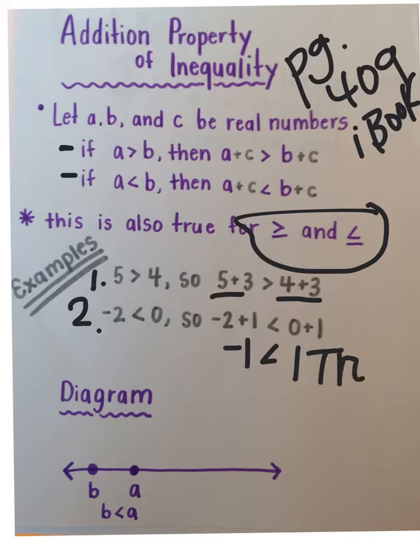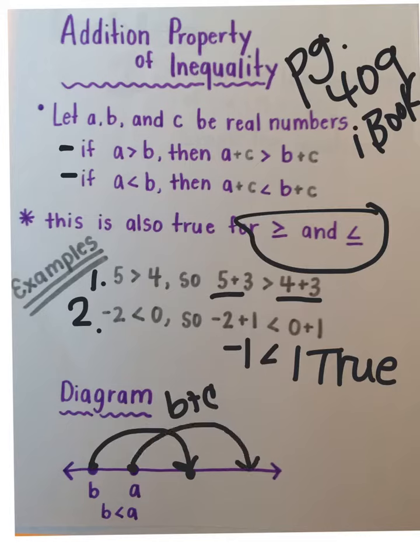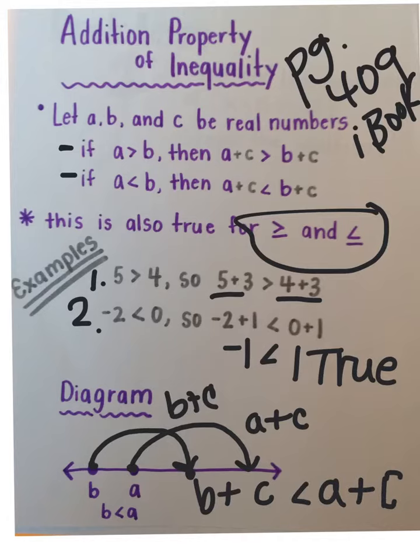This is true. If we used a diagram to check this, here we see that B is less than A on the number line. If I add C, I'm just making these figures up, we'll say that's B plus C. And then we think about it, A plus C will be over here on the number line. So B plus C is going to be less than A plus C, which is just a diagram example of the property we talked about above.